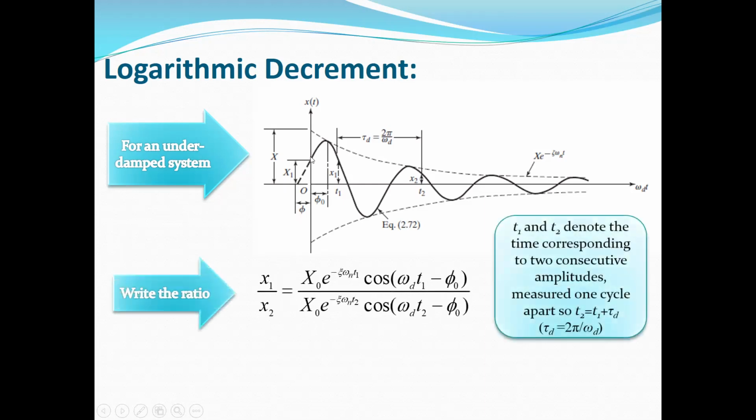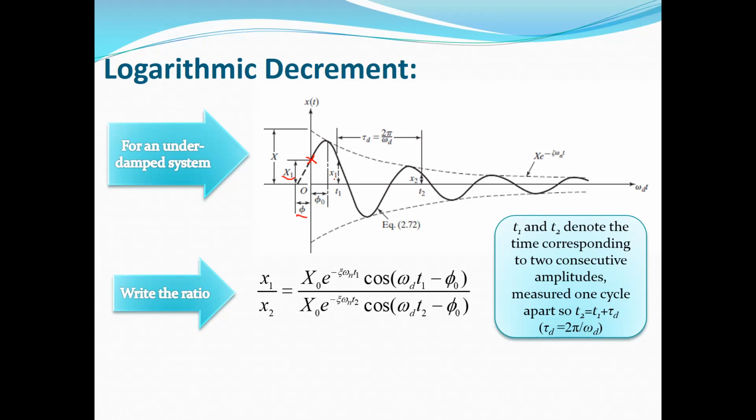For example, here you can see that this system starts from some initial condition, some initial point at this point. This is the initial condition with the amplitude x1 and phase phi. So this system starts from this point, and the amplitude is decreasing with time.